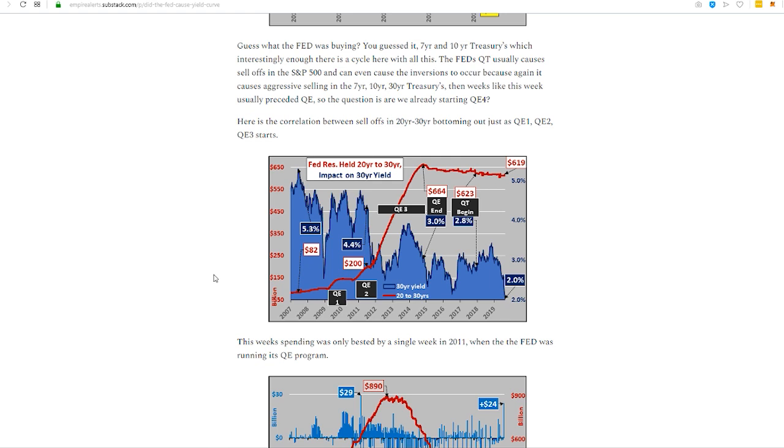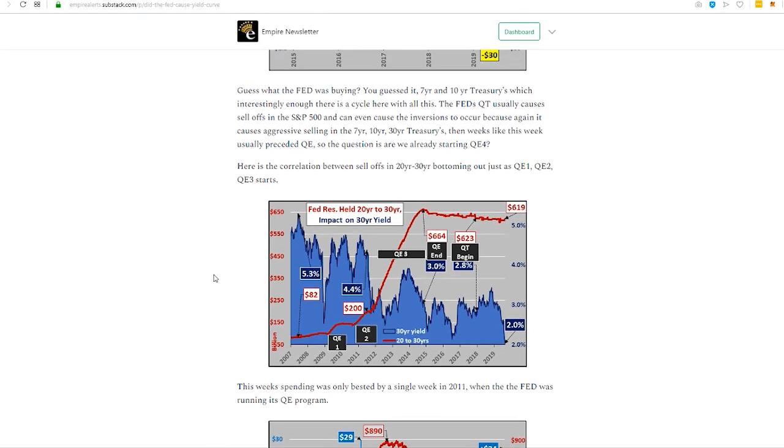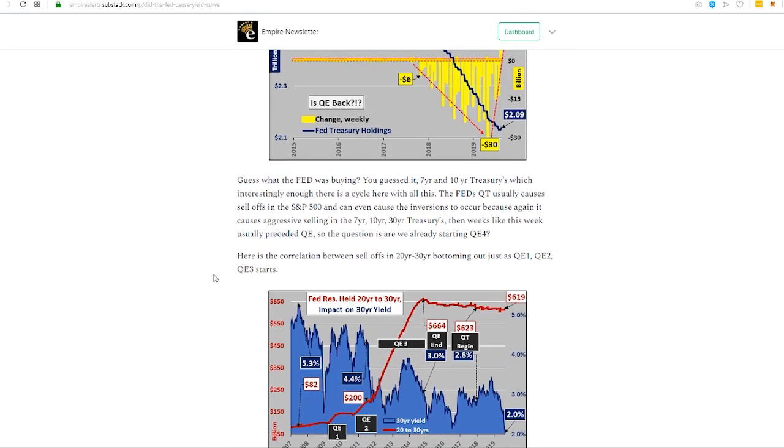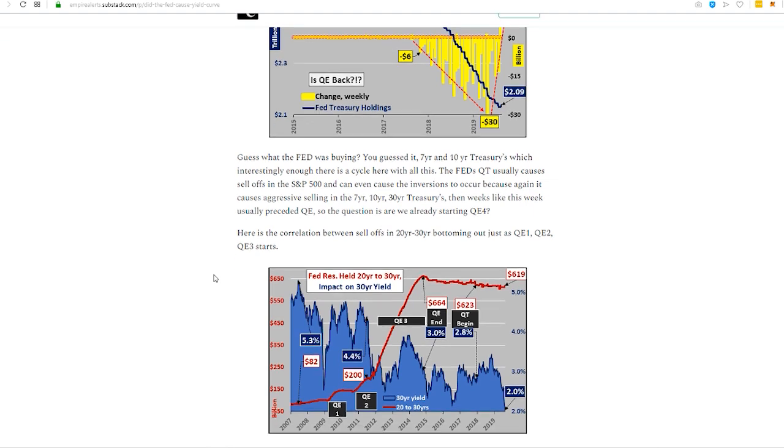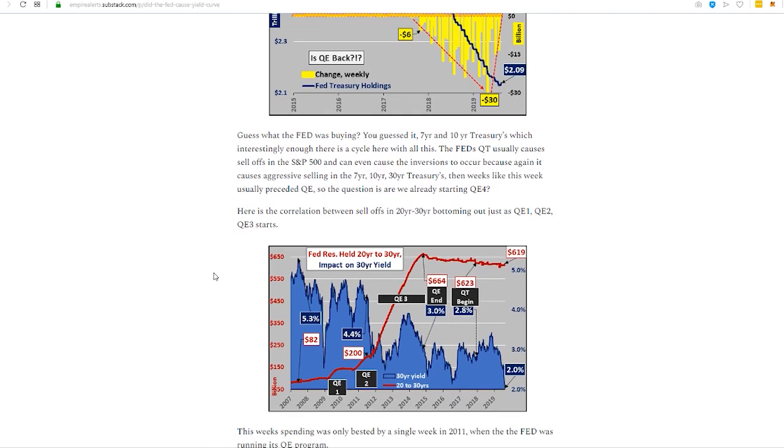Okay, so they didn't buy this $8 billion in 2-year or 3-month. They bought 7 and 10-year treasuries. Okay, so I put it here.